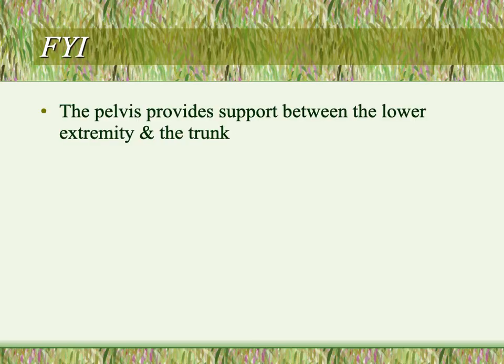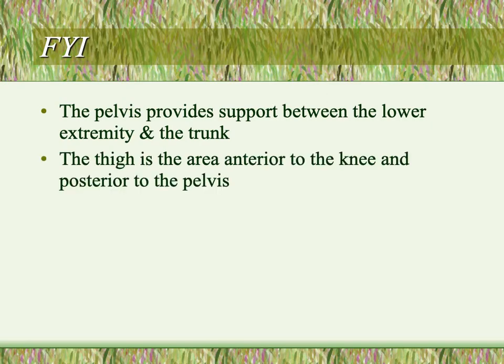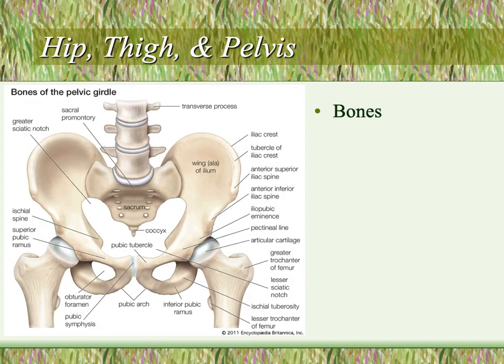As an FYI, the pelvis provides support between the lower extremity and the trunk, and the thigh is the area anterior to the knee and posterior to the pelvis. So, our anatomy. Bones. Again, we have our femur, the big old bone in our thigh.